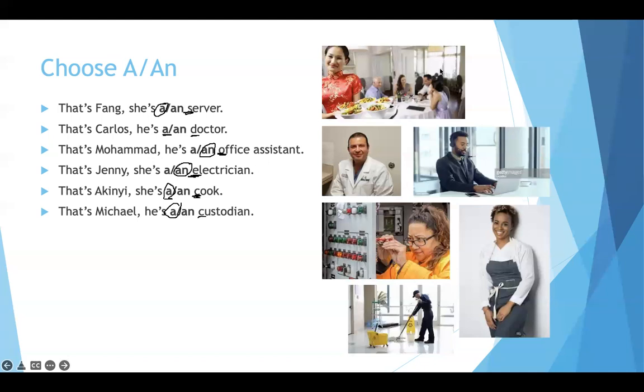All right. I'll read through these sentences one more time, just so you're hearing the correct use of a and an. That's Fang. She's a server. That's Carlos. He's a doctor. That's Mohammed. He's an office assistant. That's Jenny. She's an electrician. That's Akinyi. She's a cook. That's Michael. He's a custodian.